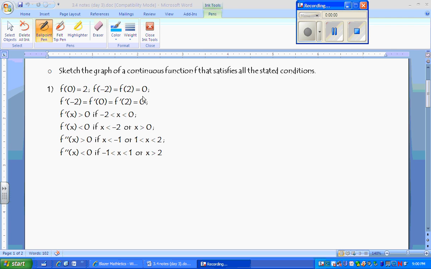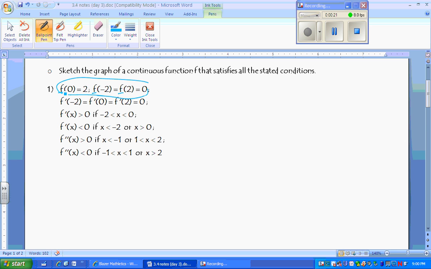So for these problems we're trying to graph, and we've got a lot of stuff given to us. It's just a matter of interpreting what we're being told. So for this first part right here, this whole line here, this is all from the original function. And what that means is these are points, these are ordered pairs.